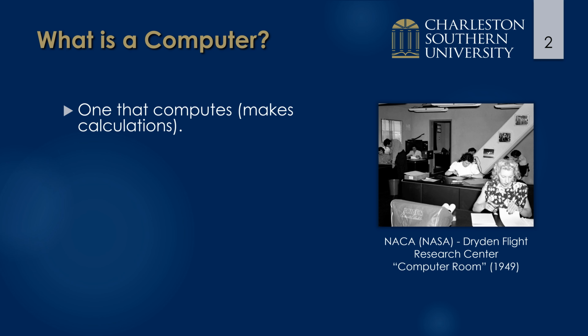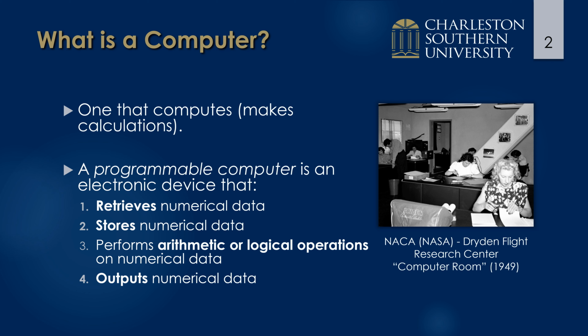But if we're thinking about an electronic computer, a programmable computer, then it always does four things. So there are four things that an electronic computer always does, no matter what it is, whether it's a cell phone, a thermostat, a laptop computer, anything like that. The first thing is it retrieves numerical data. Secondly, it stores numerical information. Third, it processes that information, and this is done in arithmetic and logical operations. So again, math using numbers. And fourth, it outputs that numerical data.